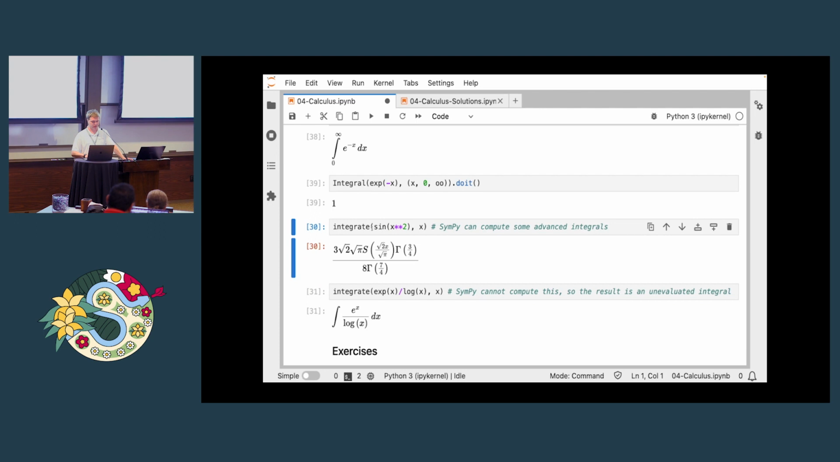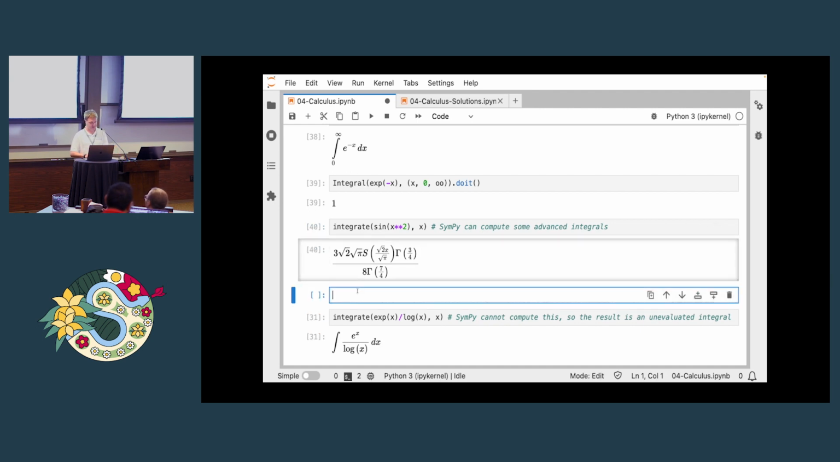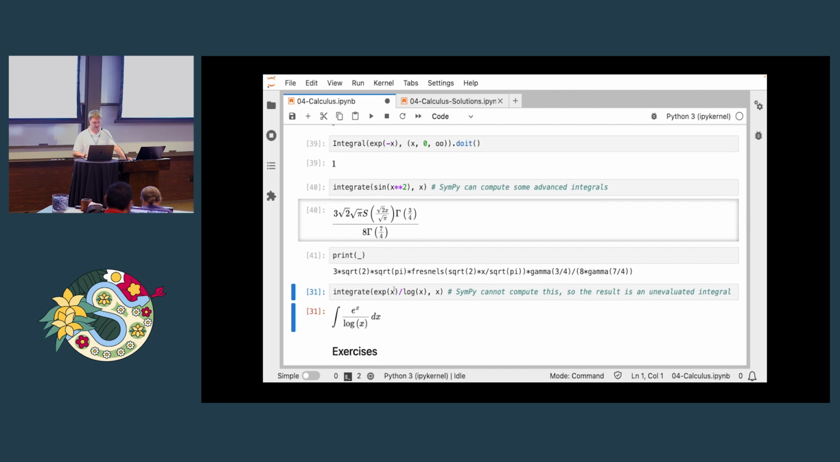This is just to show that SymPy can do some advanced integrals that you probably wouldn't know how to do by hand. So the integral of sine x squared, you would probably need to just print this to even see what these functions are. So this is the Fresnel S function and the gamma function, and you can look in the documentation to see what those are.